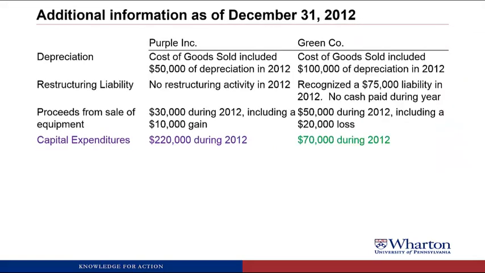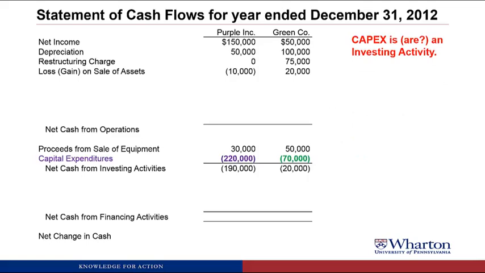Next item, both Purple and Green spent cash flow on capital expenditures, buying things like property, plant, and equipment. Purple had $220,000 of CapEx. Green had $70,000 of CapEx. So we know that CapEx is an investing activity.